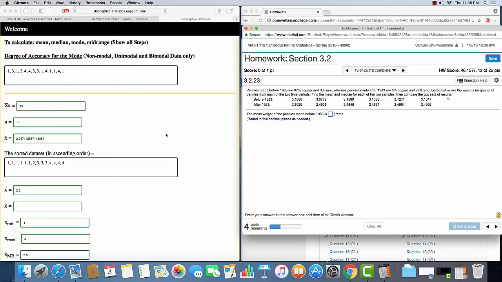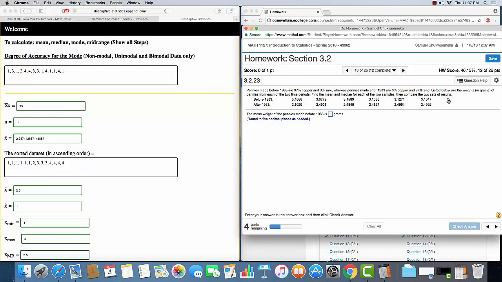Pennies made before 1983 are 97% copper and 3% zinc, whereas pennies made after 1983 are 3% copper and 97% zinc. Listed below are the weights in grams of pennies from each of the two time periods. Find the mean and median for each of the two samples. Then compare the two sets of results.